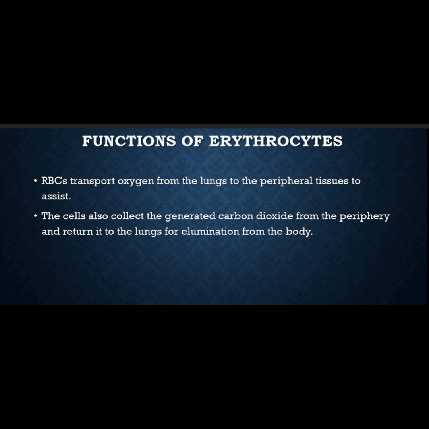Now, the function of erythrocytes. RBCs transport oxygen from the lungs to the peripheral tissue. Next, the cells also collect the generated carbon dioxide from the periphery and return it to the lungs for elimination from the body. That's all about the erythrocyte.